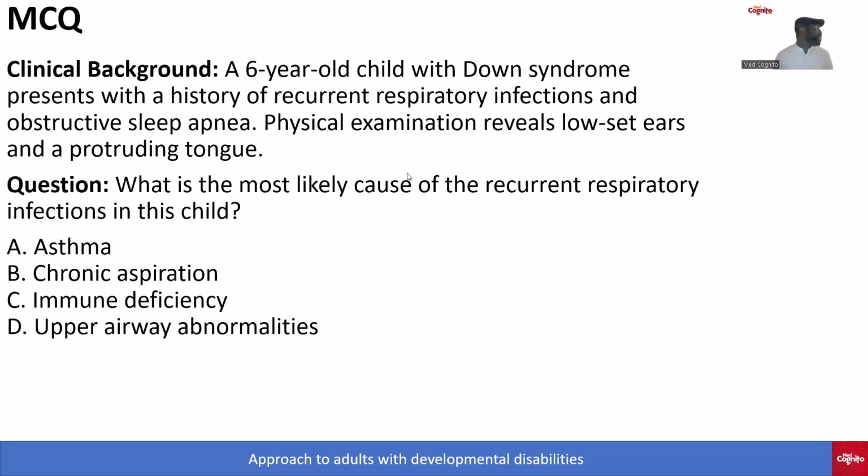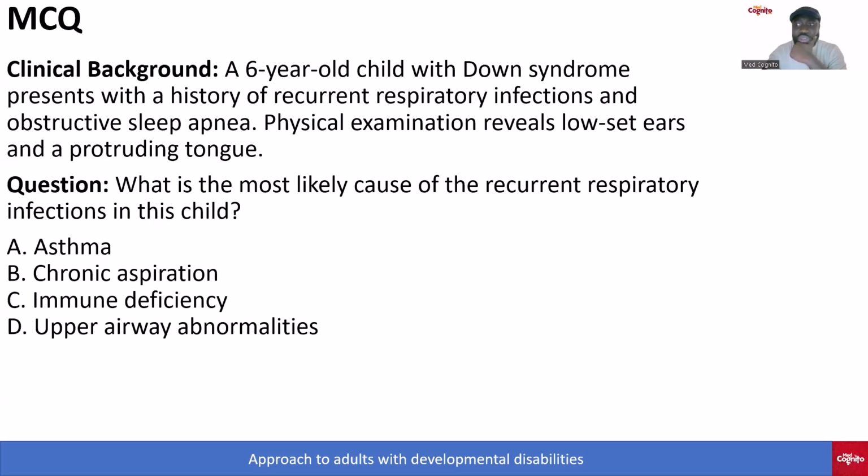Who wants to read for us, please? Okay, yeah, I can read it. A 6-year-old child with Down syndrome presents with a history of recurrent respiratory infections and obstructive sleep apnea. Physical examination reveals low-set ears and a protruding tongue. Question: what is the most likely cause of recurrent respiratory infection in this child? Good. A is asthma. B is chronic aspiration. C is immunodeficiency. D is upper airway abnormalities. Okay, so now the jury is out.